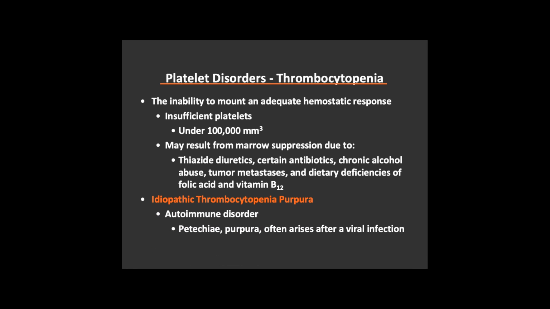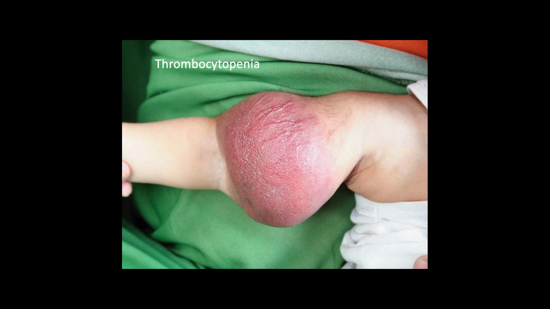There's also something called idiopathic thrombocytopenic purpura, and this is an autoimmune disease where you have petechiae and purpura that are coming about, and usually this is brought on by a viral infection, and the antibodies that are produced are not allowing for platelet production to occur. And this is thrombocytopenia. That looks very painful.